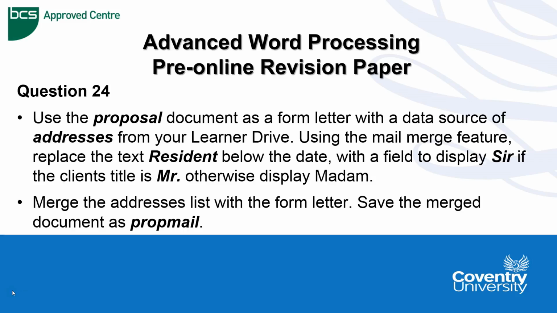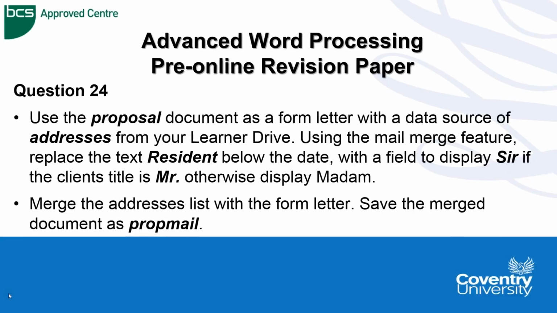That's from the folder, the pre-online revision work files. Using the mail merge feature, replace the resident text below the date with a field to display Sir if the client's title is Mr, otherwise display Madam. Then it wants us to go on and merge the addresses list with a form letter and save the merged document as prop mail. So let's have a look at this together. We'll break it down and do it while we work together on it, okay?